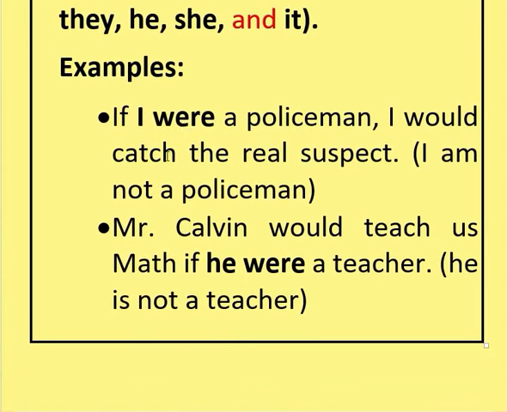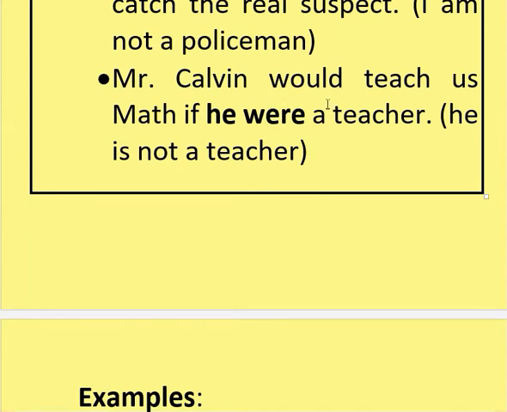For example, if I were a policeman, I would catch the real suspect. Even though the subject is I, the to be that we use is always were. It means that I am not a policeman. Once again, this is the contrary of the real situation. Because the real situation is that I am not a policeman and it shows the present time, we use conditional type 2. So it becomes if I were a policeman. Mr. Gavin would teach us math if he were a teacher. The real situation is that he is not a teacher.